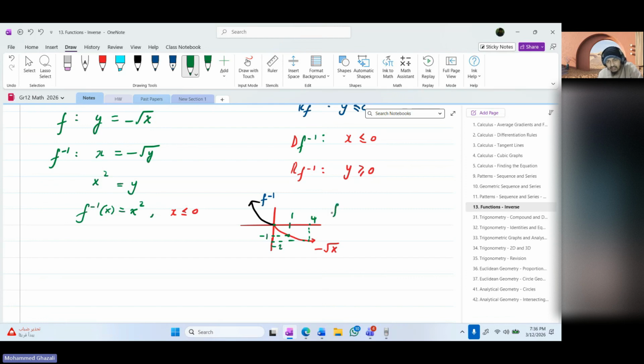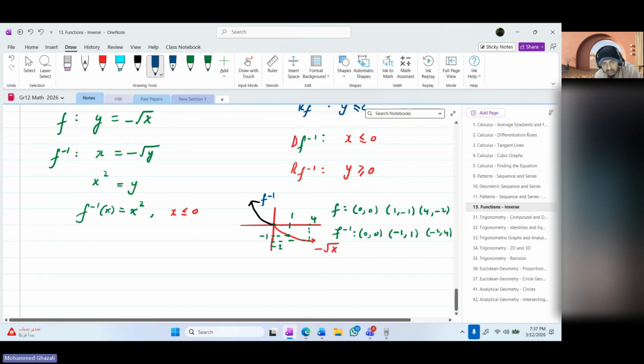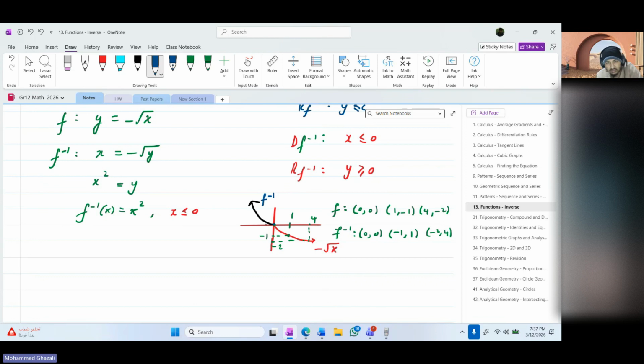So what are the points on f? 0, 0, 1 and negative 1, 4 and negative 2. So what are the points on f inverse? 0, 0, switch these around, negative 1 and 1, and negative 2 and 4. You can clearly see that those are the points. So 0, 0 is there, negative 1 and 1. So if this is negative 1, that's 1, and that point is negative 4, then that point is 2. So all these points are there. So you can just use table method to sketch the square root function.